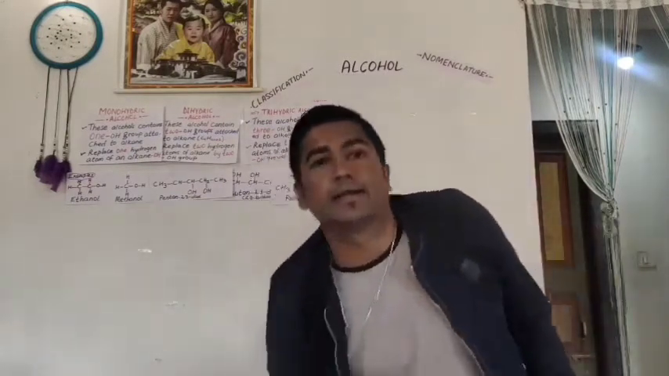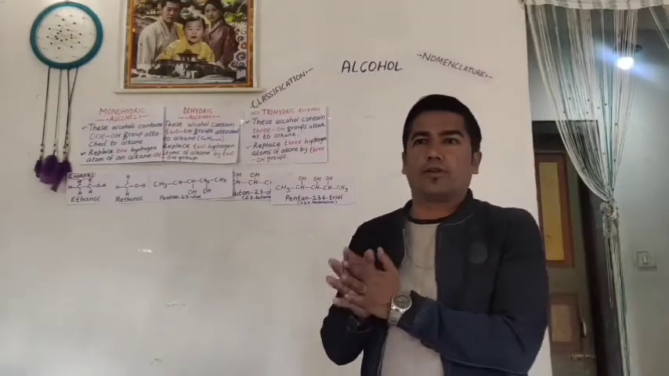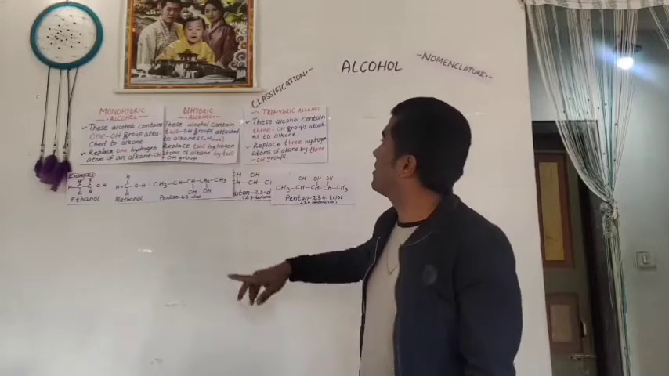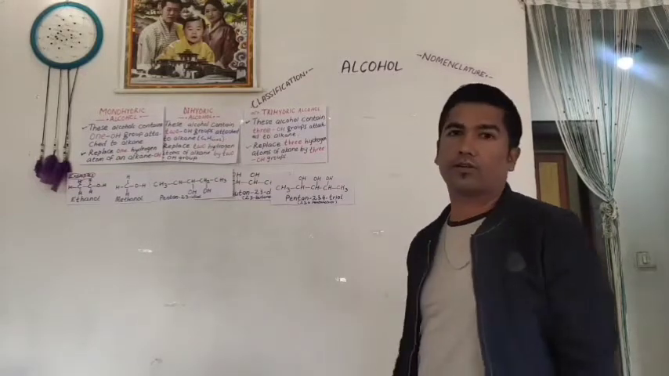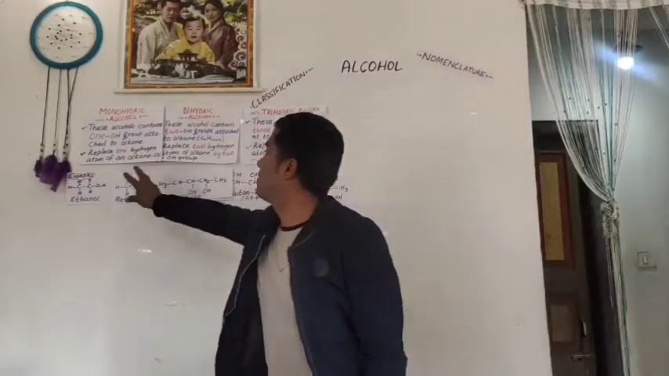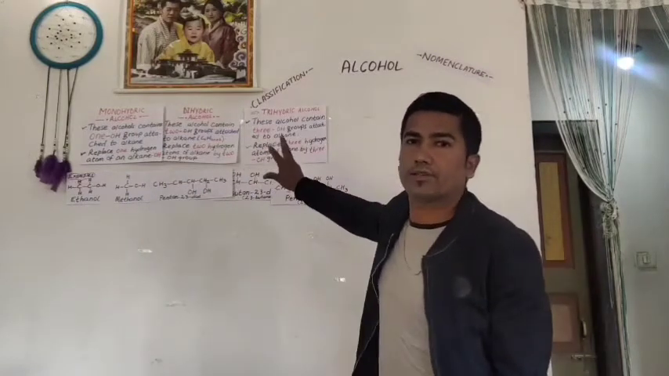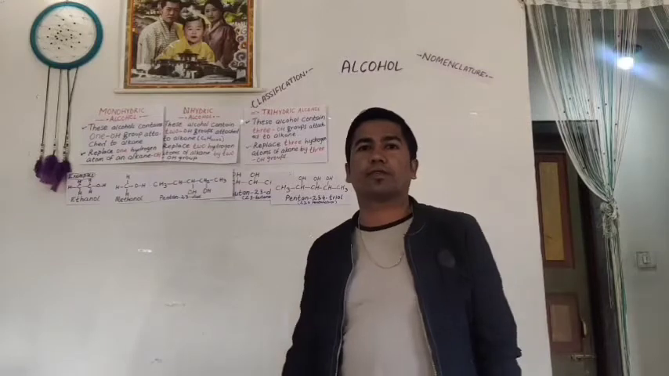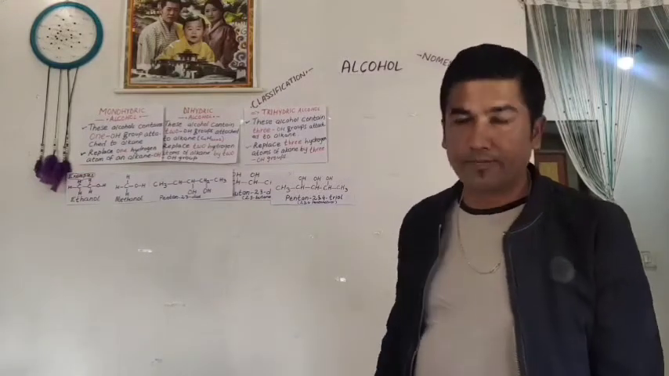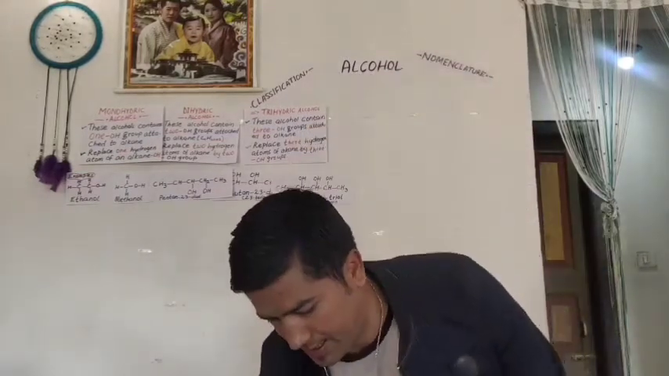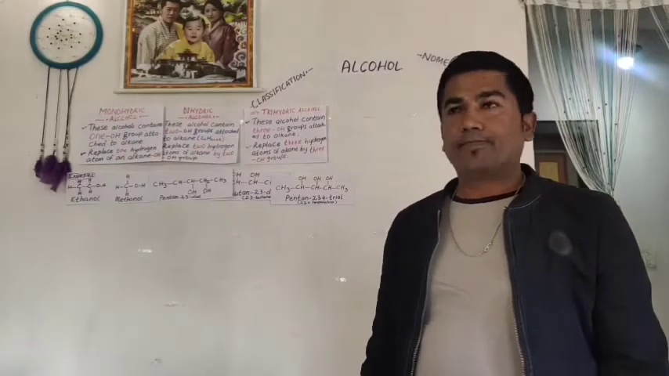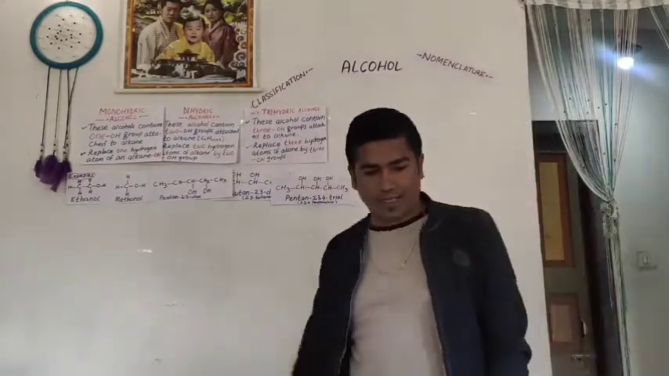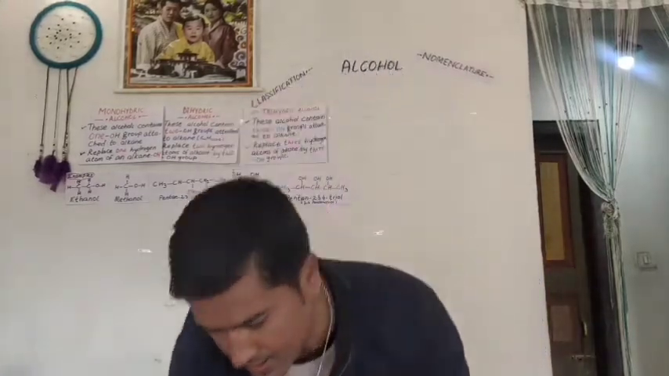So these were the three categories of alcohol. Alcohol is classified into three categories: monohydrate, dihydrate and trihydrate alcohol. In monohydrate there will be one OH group, in dihydrate there will be two OH groups, and in trihydrate there will be three OH groups. Now we have just completed the classification. Now let us look at the nomenclature.